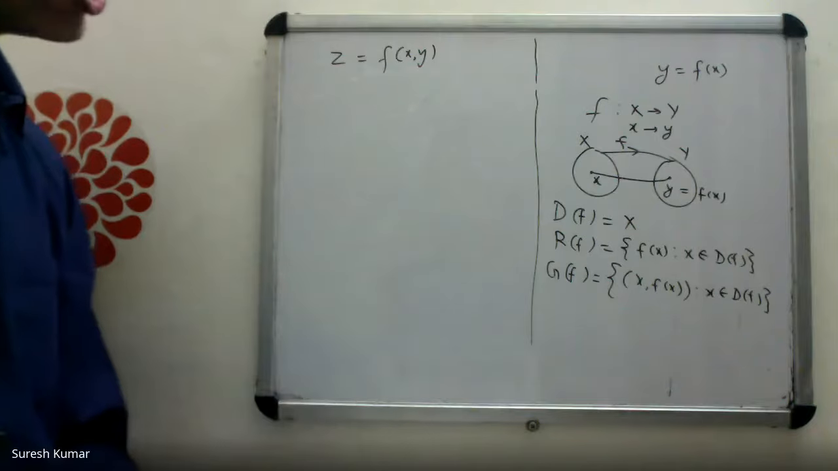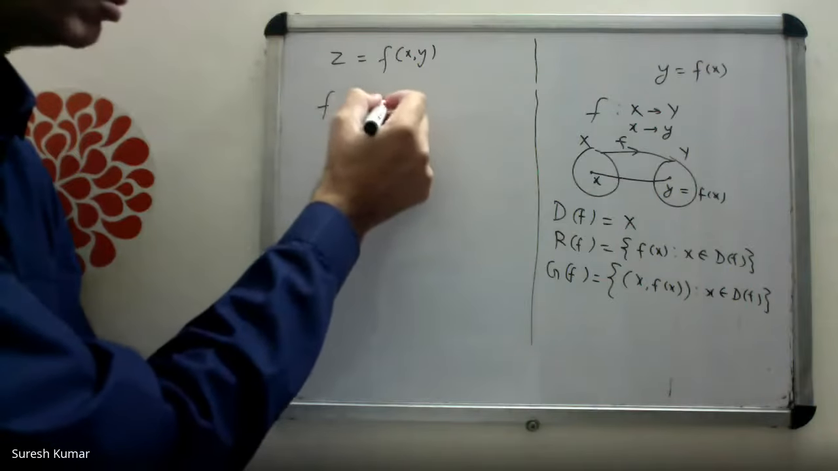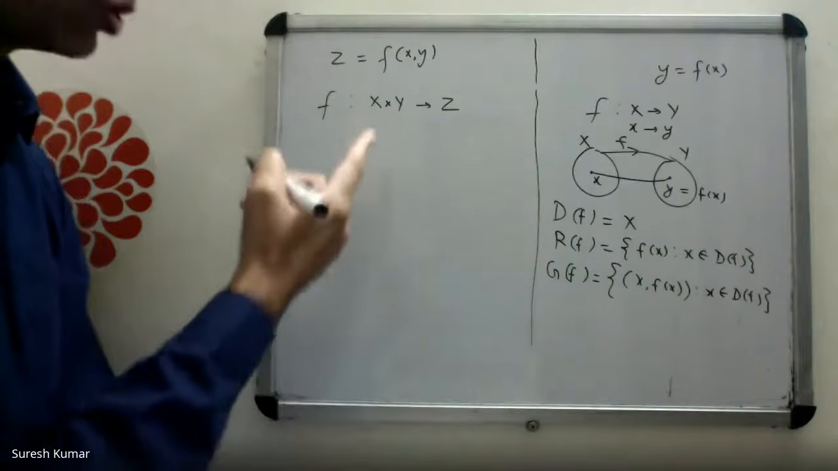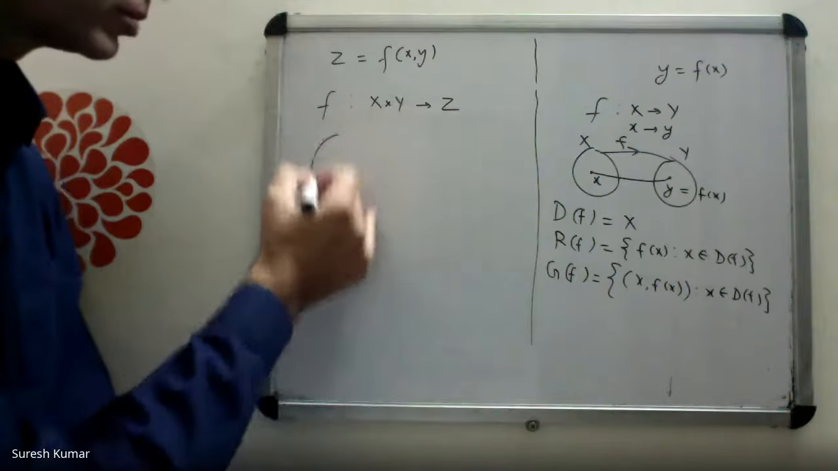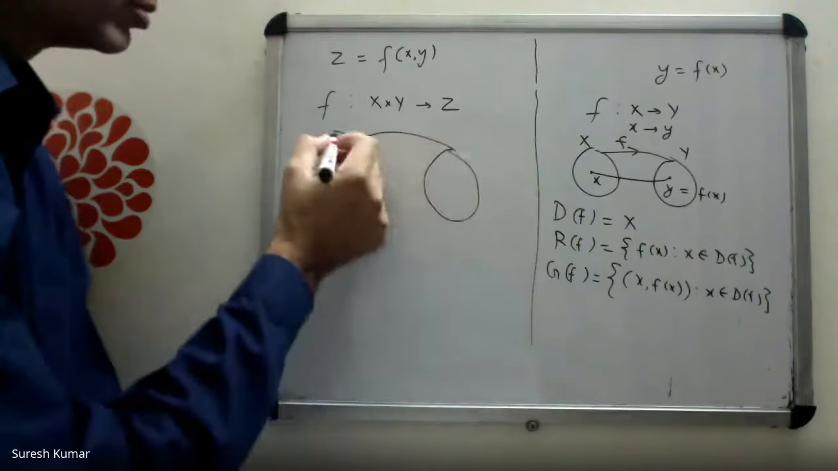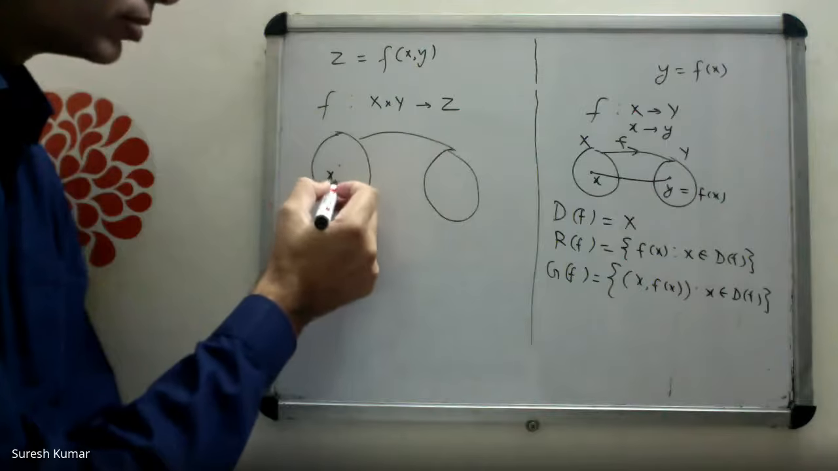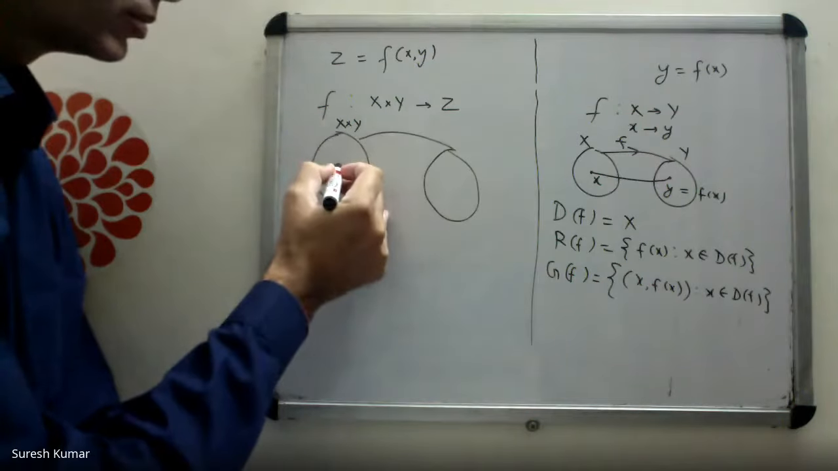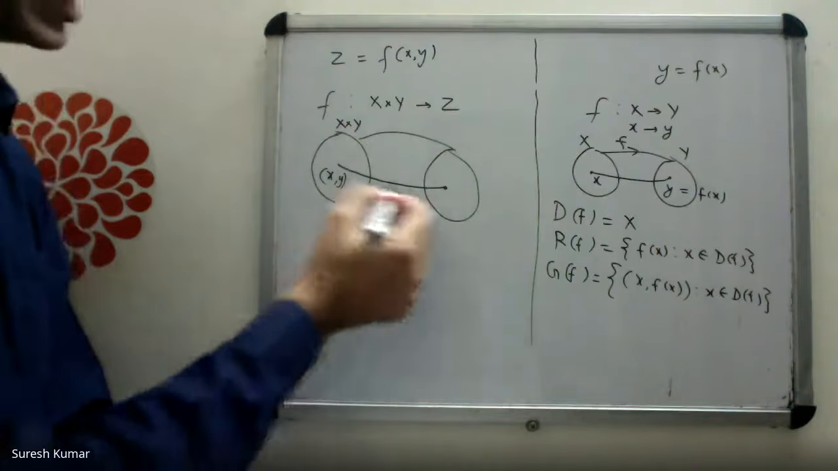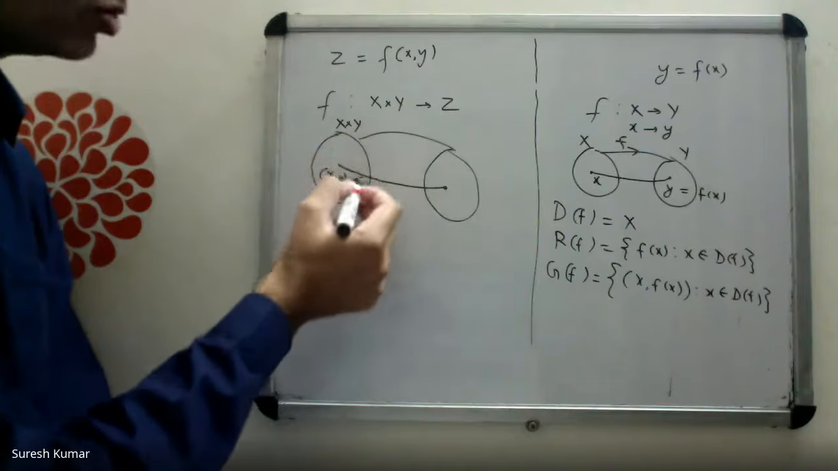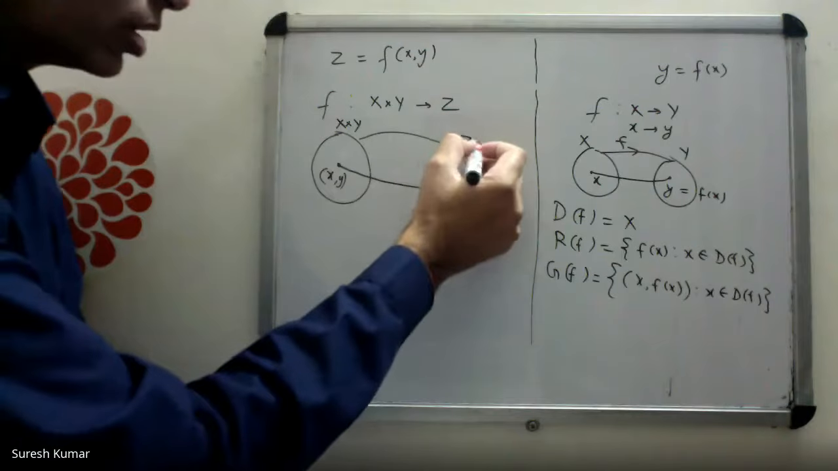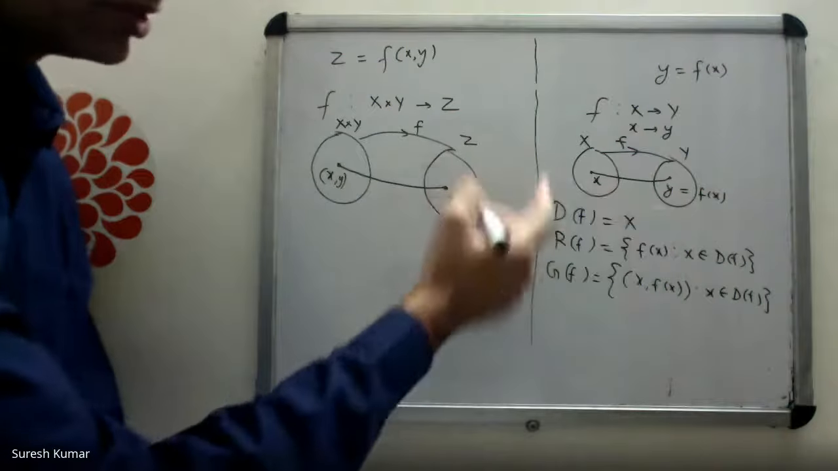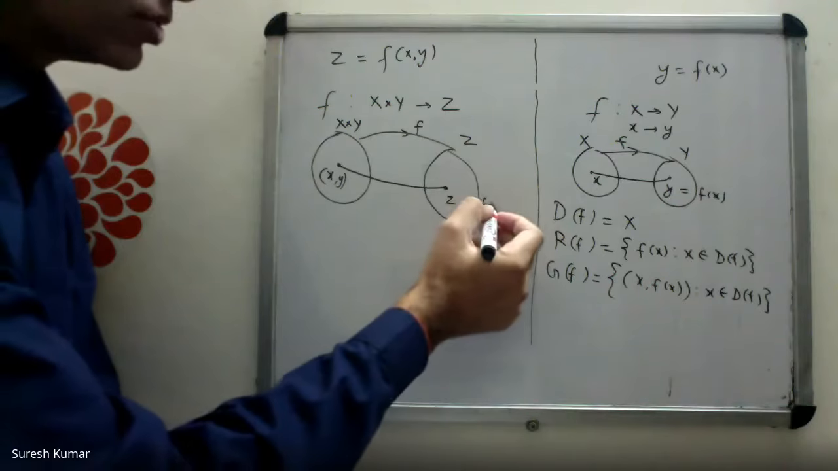Now let's see how we define a function of two variables. f is a function from X cross Y to Z. X cross Y, you know, is the set of ordered pairs (x, y) where x belongs to X, y belongs to Y. So if f is a rule that assigns to each value (x, y) of X cross Y a unique value z in Z, then f is a function from X cross Y to Z. Similar definition, okay? And we denote this z by f(x, y).